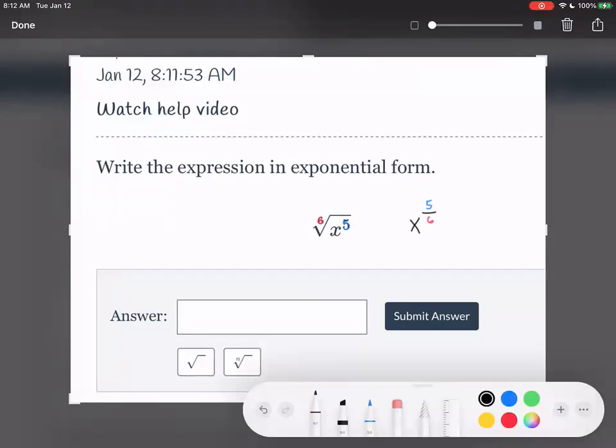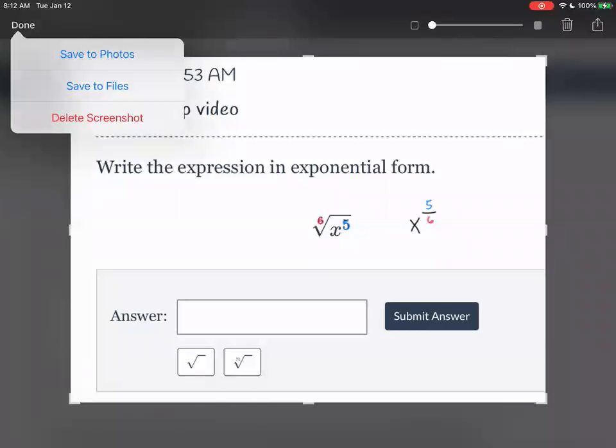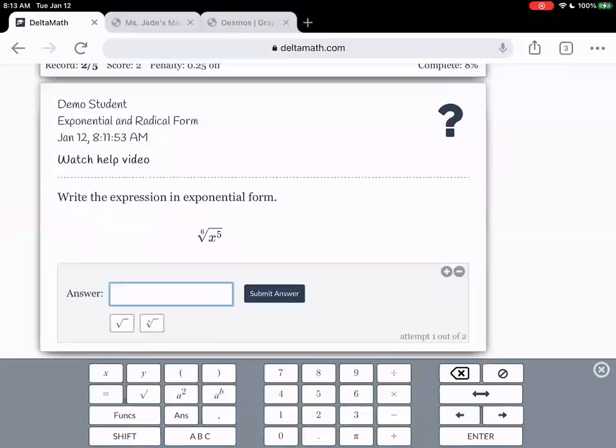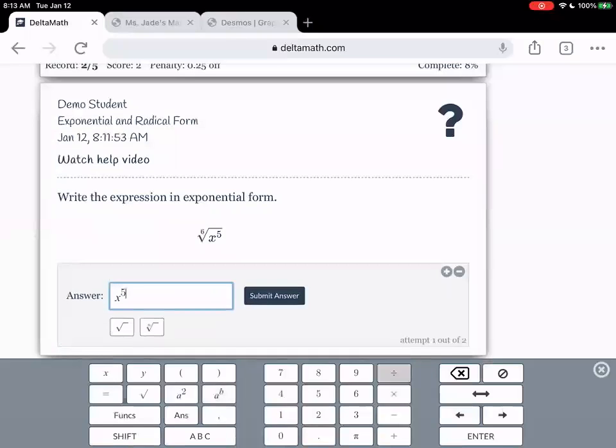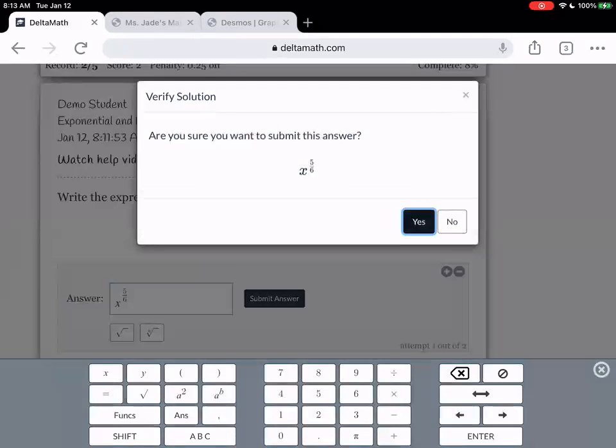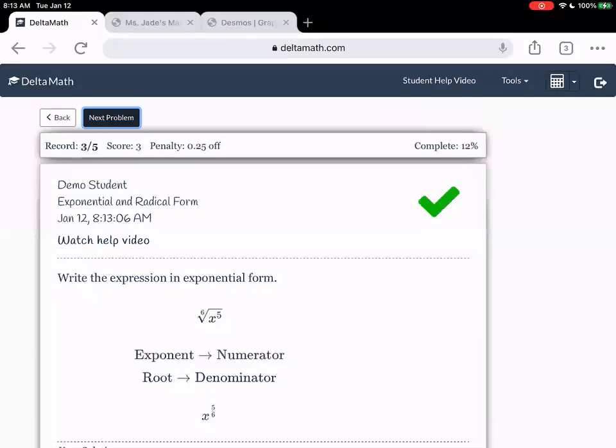If you have any questions, please let me know. I'm going to pause the video. All right, we're going to enter x to the power of 5 over 6. All right, so that's it for this section. Let's go to the next section.